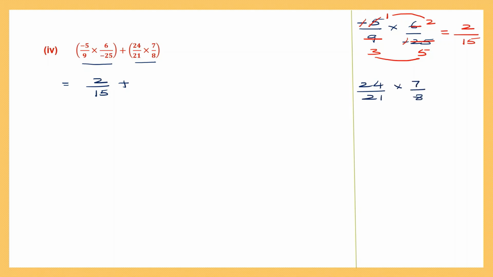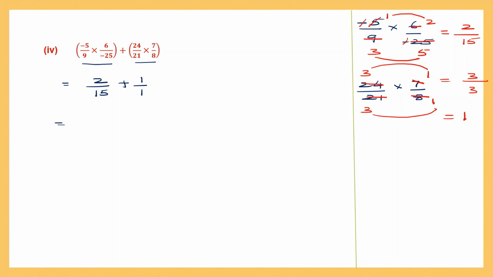Let's cancel. We can cancel 7 and 21. 7 1s are 7, 7 3s are 21. We can also cancel 8 and 24 by 8 itself. 8 1s are 8, 8 3s are 24. So multiply the numerators. 3 1s are 3 and here also 3 1s are 3. 3 by 3 is equal to 1. So let's write here 1 and to give it the denominator 1.